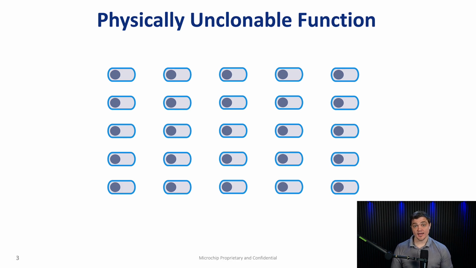Now, naturally, you may ask, how does this work? How can a device uniquely identify itself against an exact clone or even an identical device that comes from the same manufacturer? And the answer is a physically unclonable function, or a PUF. We'll cover this technology at a high level here, but we'll provide some links in the description that cover it in more detail.